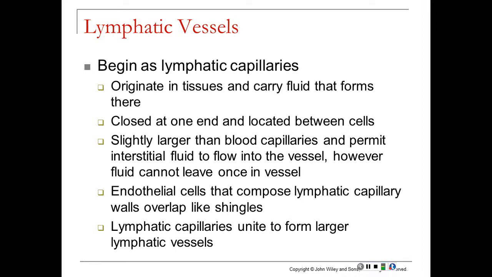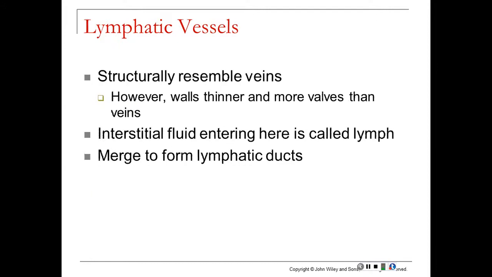The lymphatic capillaries then unite to form larger lymphatic vessels, and then the larger lymphatic vessels, of course, are all going to unite to form either that right lymphatic duct or the thoracic duct that I mentioned before. These lymphatic vessels structurally resemble veins. They're a little bit thinner. They have more valves than veins, though, and the interstitial fluid that enters these lymphatic vessels is called lymph. These lymphatic vessels merge to form the lymphatic ducts.